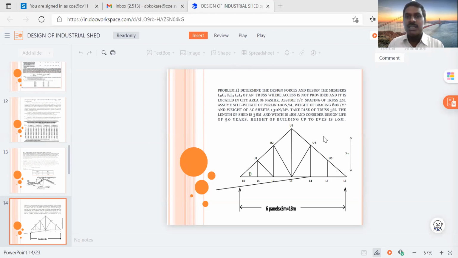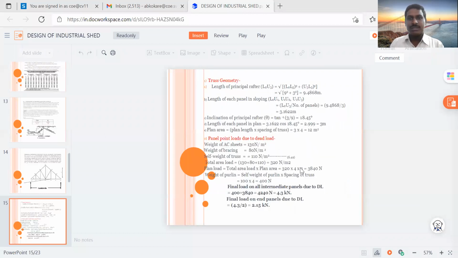Now by using this given data, we have to determine the forces acting on a particular member, and design the member, meaning by the force we have to design this particular member. We will see that one by one. So this is the problem statement. Now first we have to calculate the truss geometry. The truss geometry means we have to calculate the inclined length.